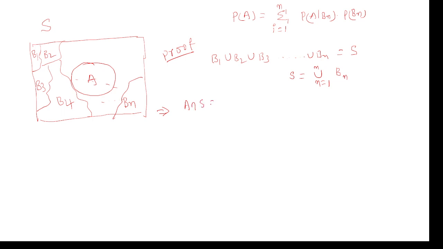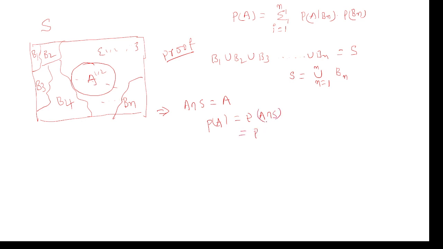If we take A intersection S, it can be written as A only. For example, if A is having 1, 2 elements and S is having 1 to n elements, then A intersection S gives whatever the A elements are. So A intersection S can be written as A. Taking probability on both sides, probability of A equals probability of A intersection S.